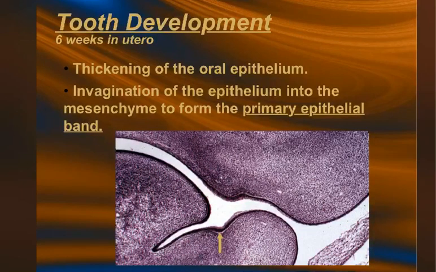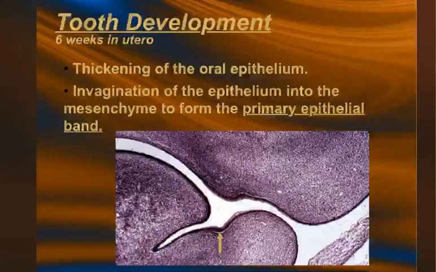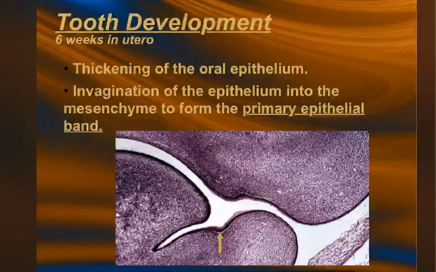And the underlying tissue will start to condense, which is the ectomesenchyme. So we have thickened oral ectoderm. Underneath it, we have condensed ectomesenchyme. Both of them are active at this stage. They are undergoing interaction, sending messages back and forth to the other layer. So this is the initiation period.